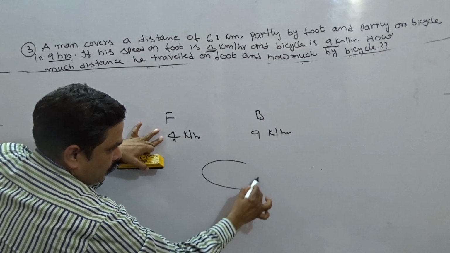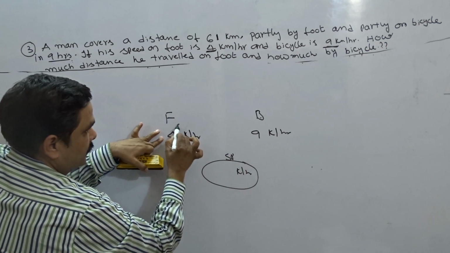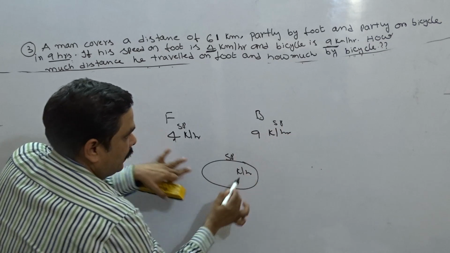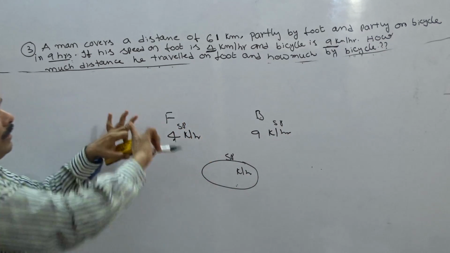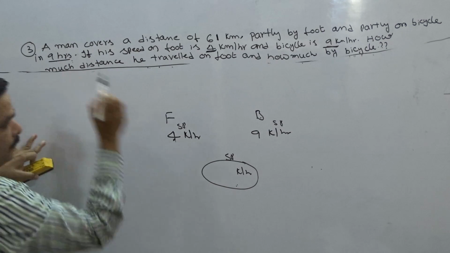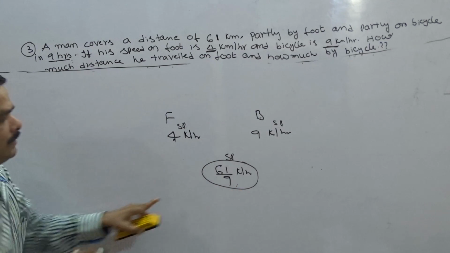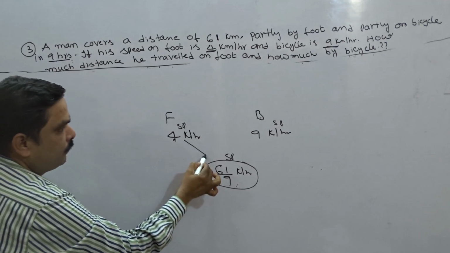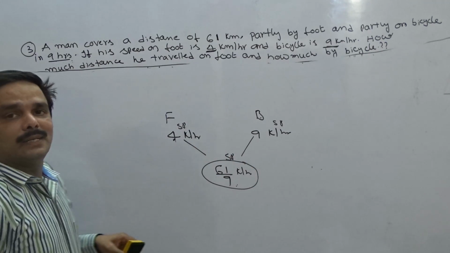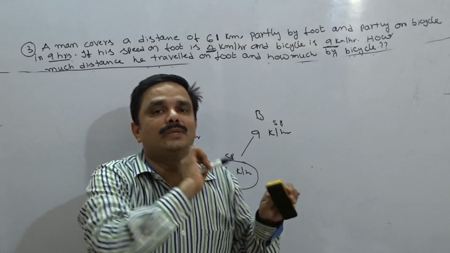It must be speed. What is the speed here? Overall speed: total distance divided by total time. Now I am taking directly 61 by 9. This is the mean value. This is by foot and this is by bicycle. See, I am using the concept of alligation rules here, right?